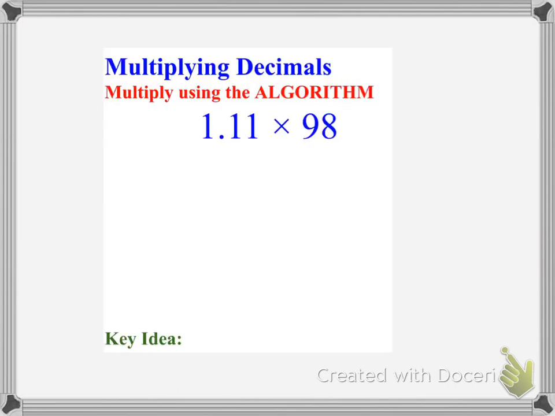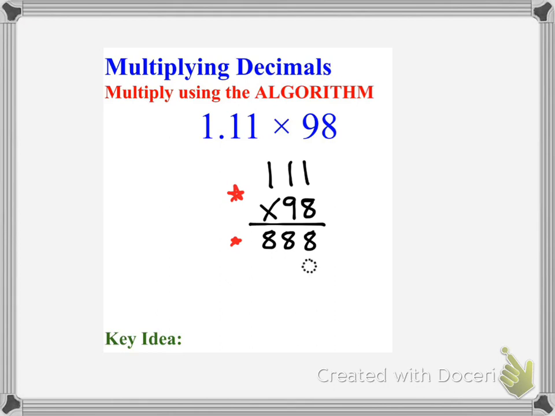Alright, the next one is multiplying decimals. So we're going to multiply decimals just like whole numbers. Forget about the decimal. If you set it up like this to begin with, you get a star. Remember, there is no decimal there. The next thing we're going to do is multiply. 8 times 1 is 8, 8 times 1 is 8, and 8 times 1 is 8. Easy multiplication. So the first line should be 888.